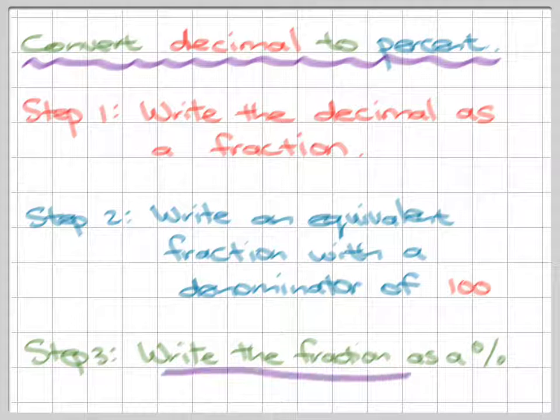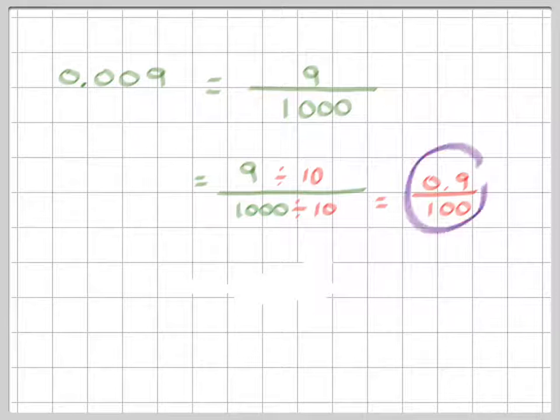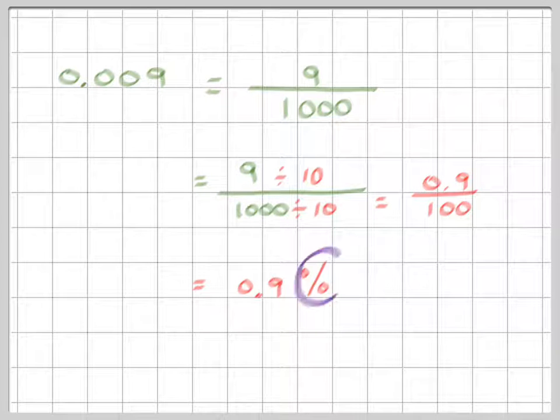Step 3 was then you just write the fraction as a percent. Okay, so now all we do is we take it, it's already in a percent there, we write it as 0.9%. Okay, so those are our 3 steps.